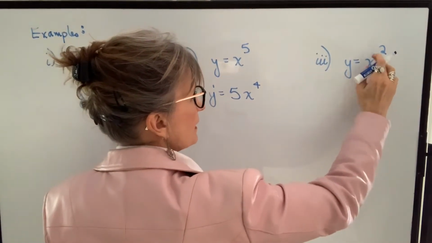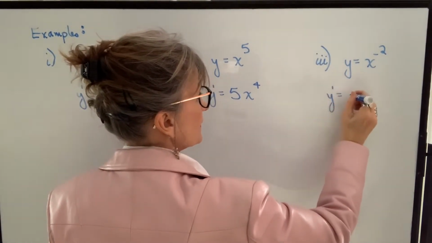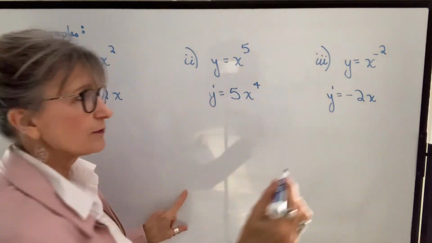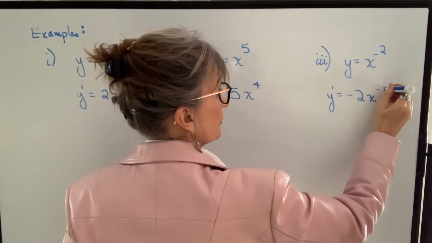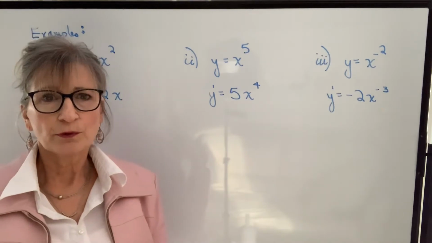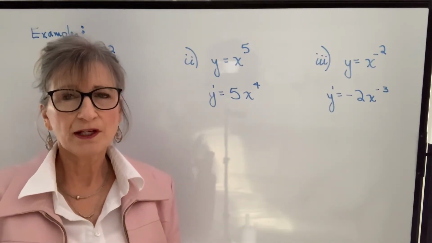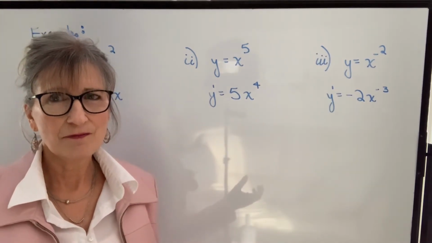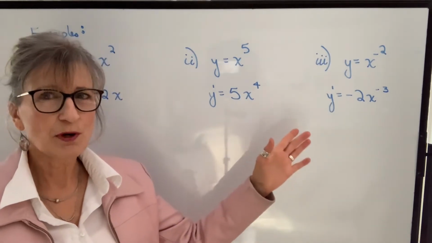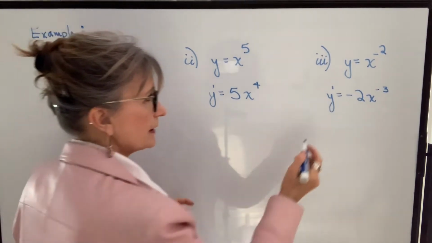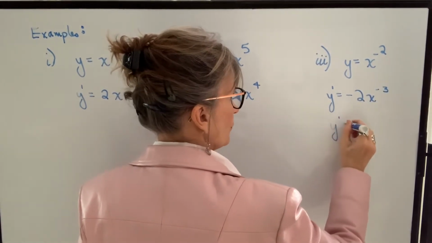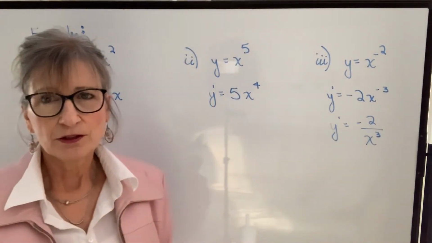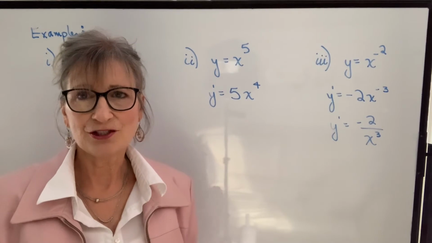Our third example has a negative exponent, but our rule is still the same. We take n, which is -2, times x to the n minus 1. -2 minus 1 will be -3. Typically, when we're working with negative exponents, we don't keep negative exponents, but when we're finding derivatives and you end up with a result with negative exponents, it's probably acceptable to leave it that way. So you could leave it like this, or you could write it as -2 over x to the power 3. You'll need to find out what's expected by your teacher.